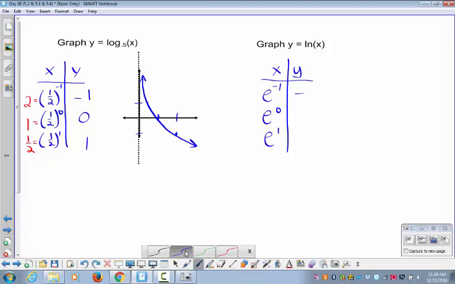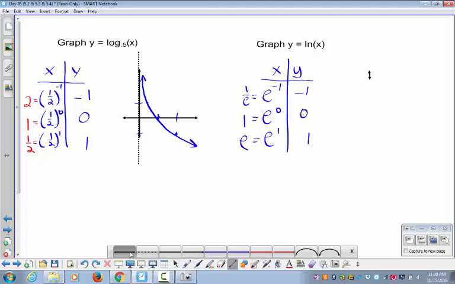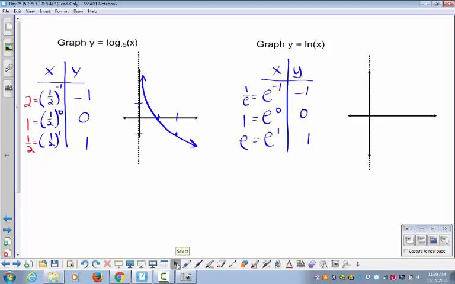Negative 1 and 1. Yep. If we convert these over to more easily plottable x values, we have 1 over e, which is about a third, 1, and then e. Plot that. Here we know that we're going to have logarithmic growth. We're going to have growth because the base is bigger than 1. The base is e. Anytime the base is bigger than 1, whether it's for a log or an exponential, there's growth. We know we're going to have growth.